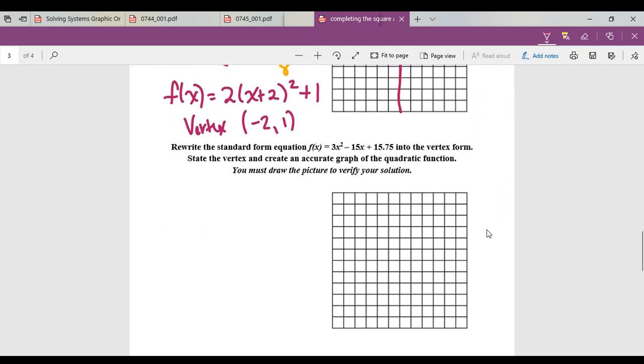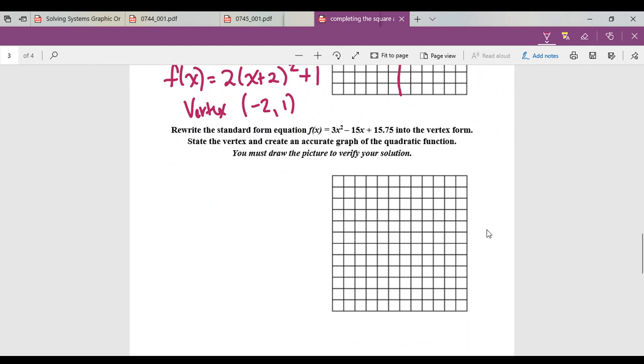All right, ready for the next one? This looks pretty bad, but I'm hoping it pans out with that decimal there in the end. Okay, so the first step is to factor out that a value. So we're going to do 3 and then parentheses. What's going to go in my parentheses?